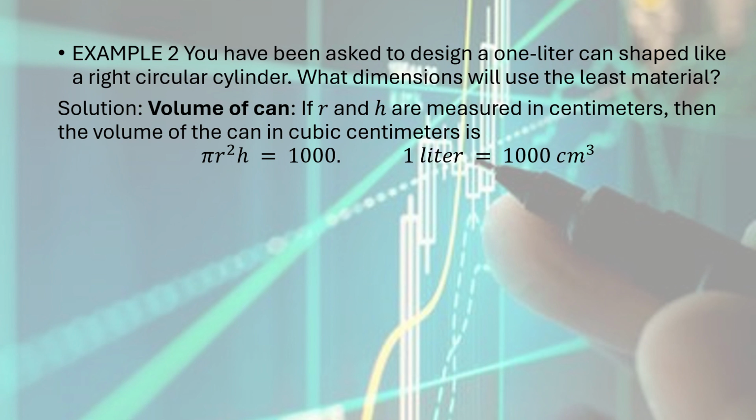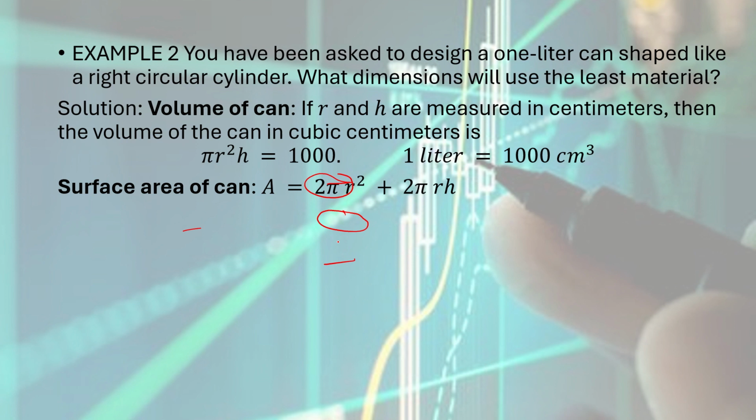So we could write pi r square h is equal to 1000, and the area of a can or a cylinder will be 2 pi r square plus 2 pi r h. The first part, 2 pi r square, is basically the upper part of the can, which is a circle of radius r. So the area of this will be pi r square, and the same thing for the bottom of the can as well, which is also a circle. In this case the radius is r, so the area will be pi r square as well.